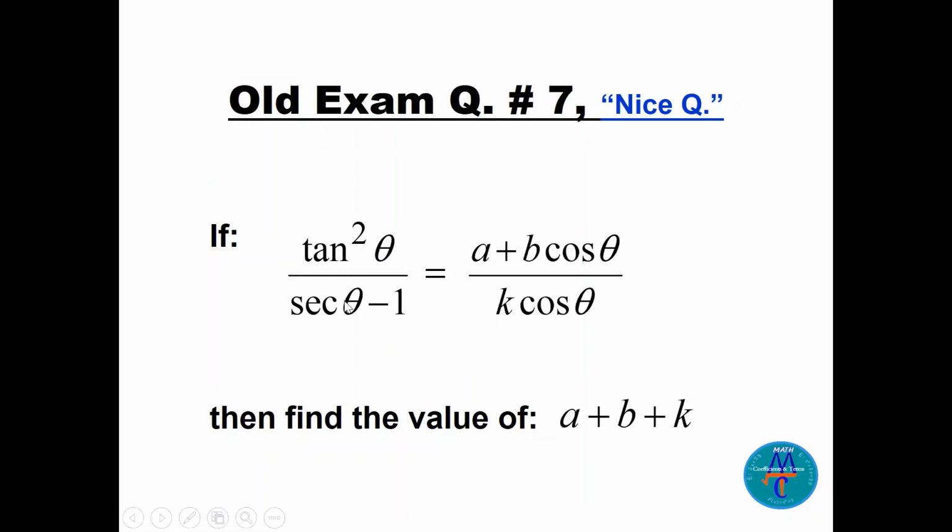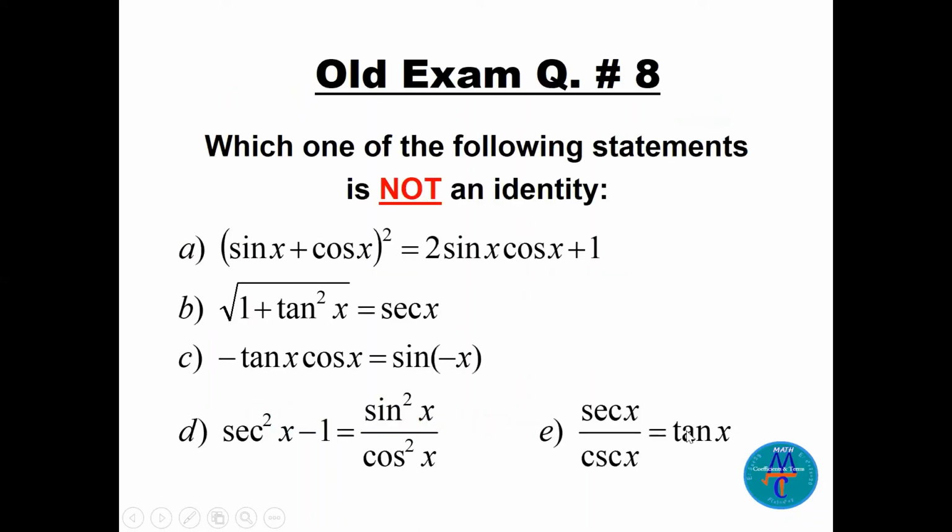If tan squared of theta divided by secant of theta minus 1 equals, see, you start with the left side for sure here, because we don't know A, we don't know B, we don't know K. So start with the left side. I'm giving you the idea until you reach A plus B cosine of theta divided by K cosine of theta. So there's a number A here, there's a number B, the coefficient of the cosine, and there's a number K there. Then you add A plus B plus K. And the last one is the easiest maybe.